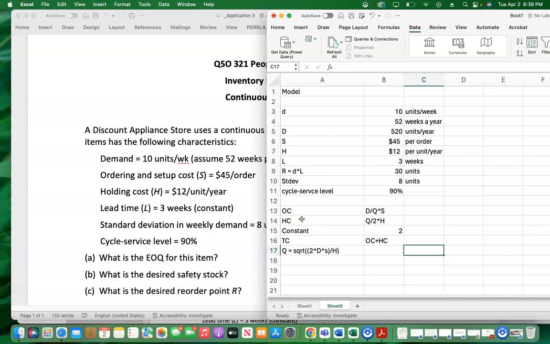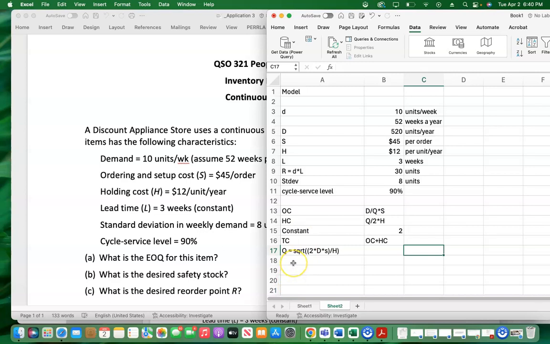Our intention here is to find if this quantity is the desired quantity, or what we call economic order quantity, or not. And we can find if the quantity is economic order quantity where OC equals HC.